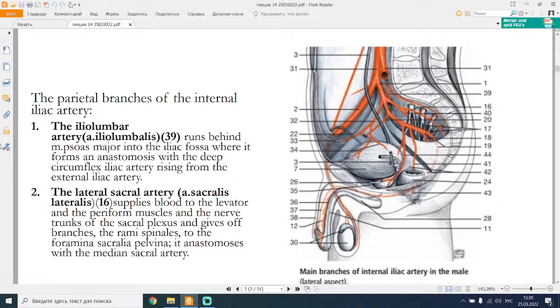The parietal branches of the internal iliac artery. The first branch, arteria iliolumbalis, runs behind the psoas major muscle into the iliac fossa, where it forms an anastomosis with the deep circumflex iliac artery arising from the external iliac artery.